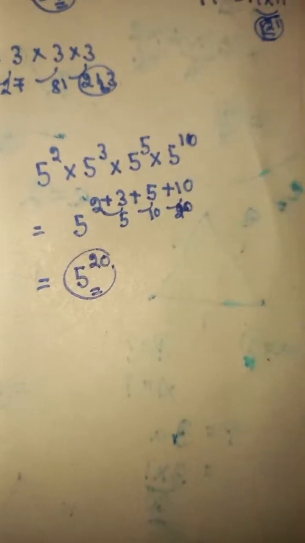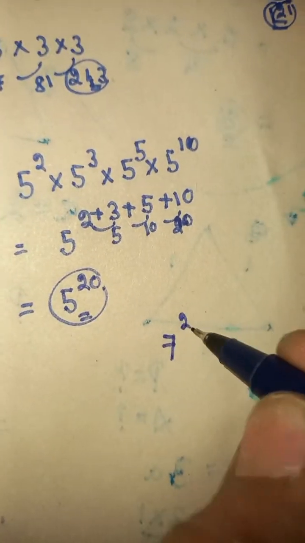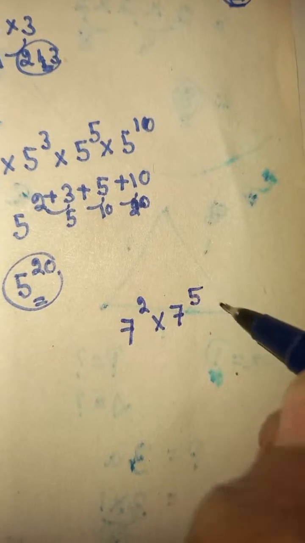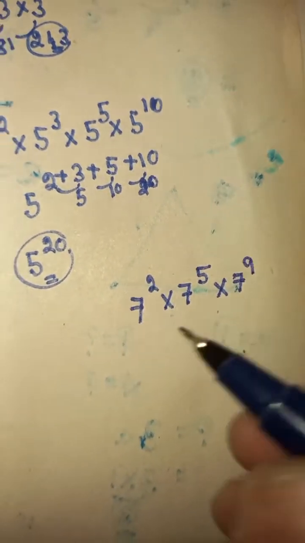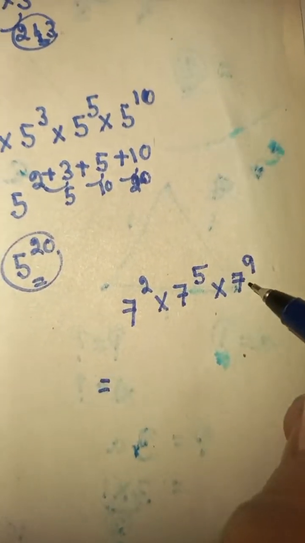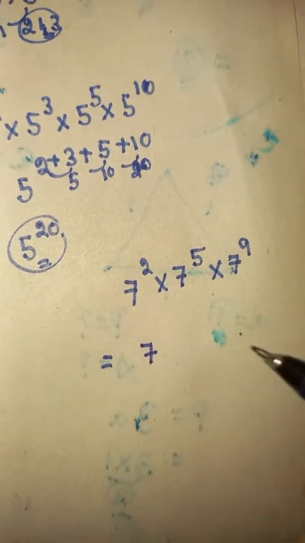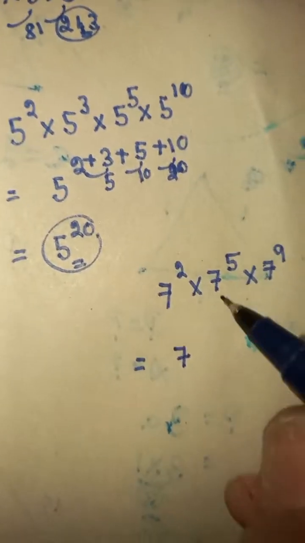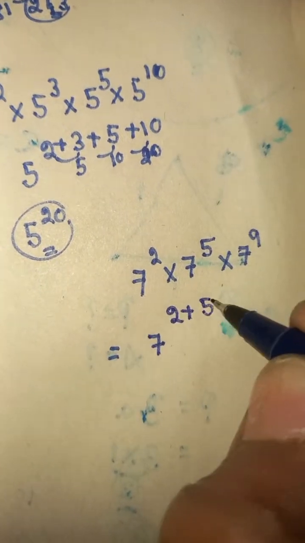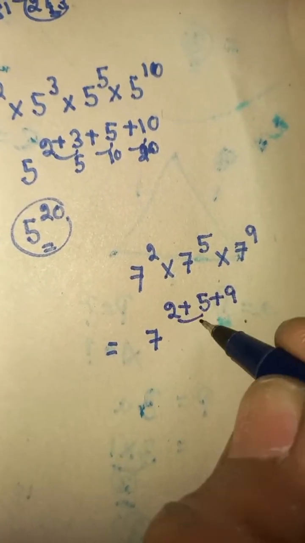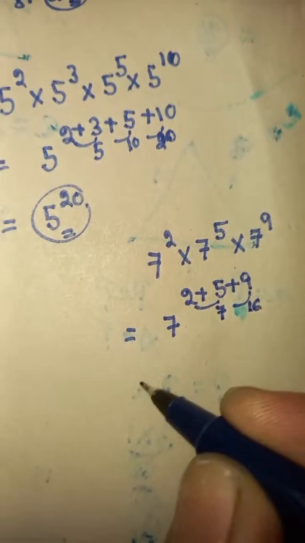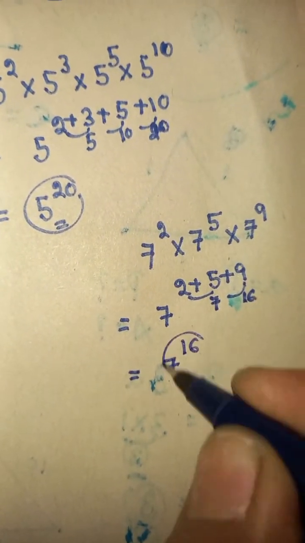Let's take one more problem. Here they are giving 7 square times 7 power of 5 times 7 power of 9. Here also in all of them the base is 7. So take 7 as the common base and add up the powers. That is 2 plus 5 plus 9. 2 plus 5 is 7. 7 plus 9 is 16. It becomes 7 power of 16.